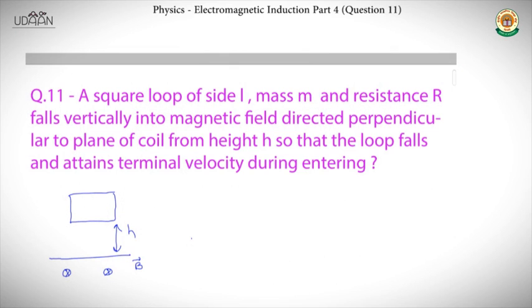So heading on to question number 11, it says a square loop of side L, mass m and resistance R falls vertically into a magnetic field directed perpendicular to the plane of the coil from height h, so that the loop falls and attains terminal velocity during entering.